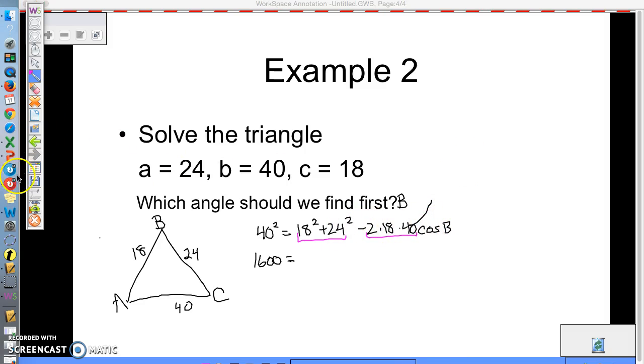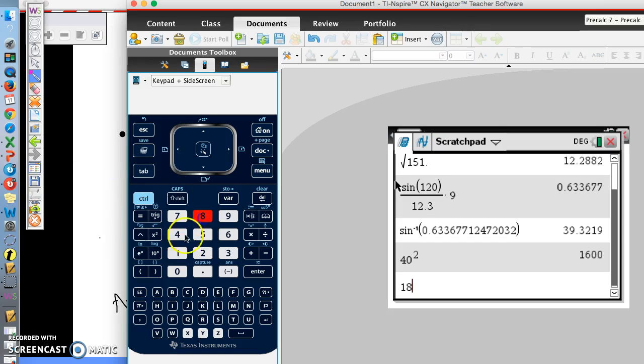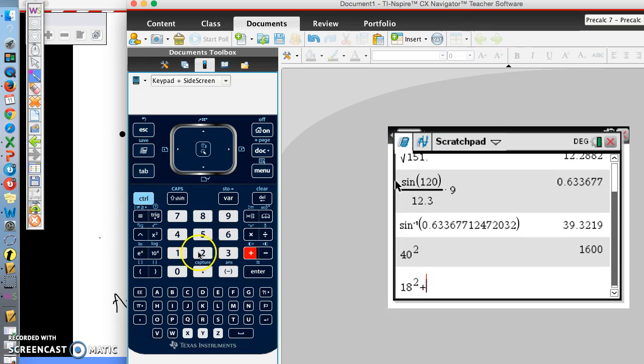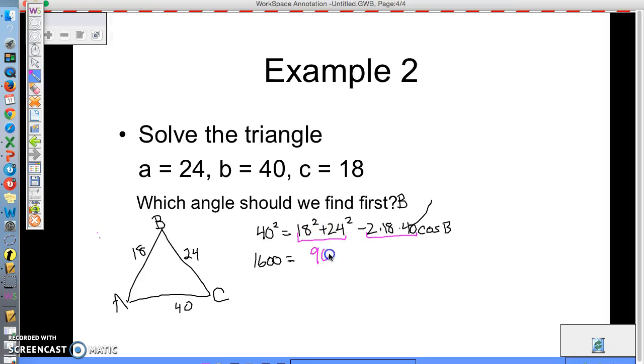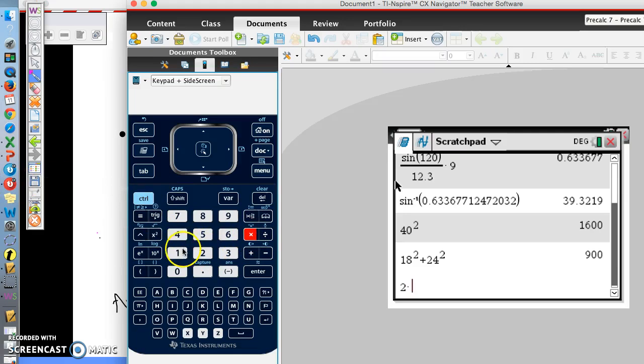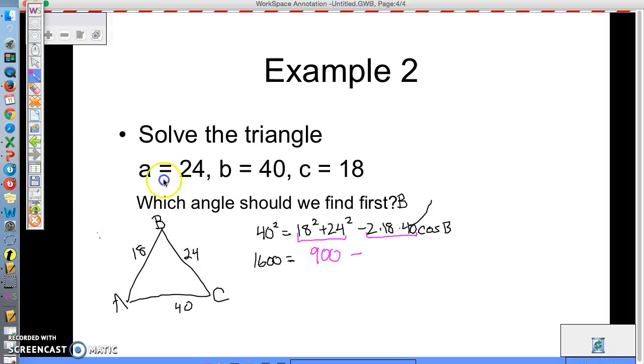multiplied with that cosine there, but we can do 18 squared plus 24 squared, so 900, minus 2 times 18 times 40, 1440, times the cosine of b.